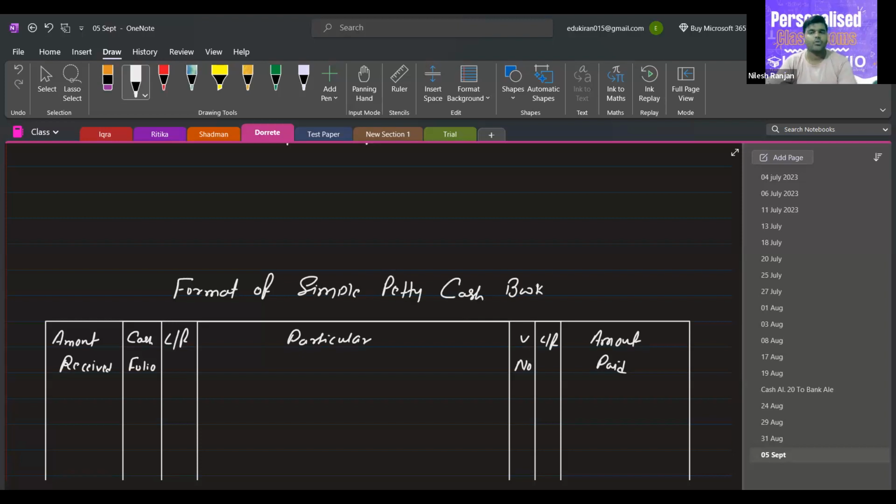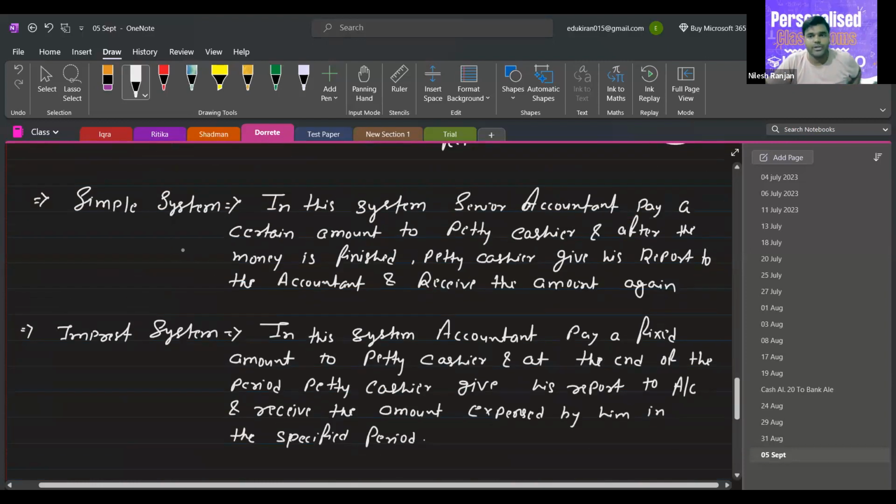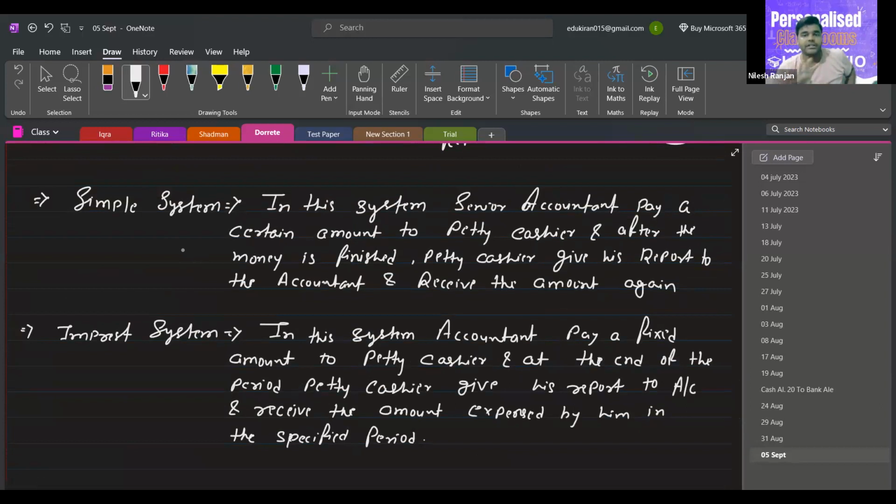Okay, now the system of petty cash has no effect on the preparation of the petty cash book. It is for theoretical purposes only. The simple system or imprest system is for theoretical purposes. We don't have anything to do with it in question solving.